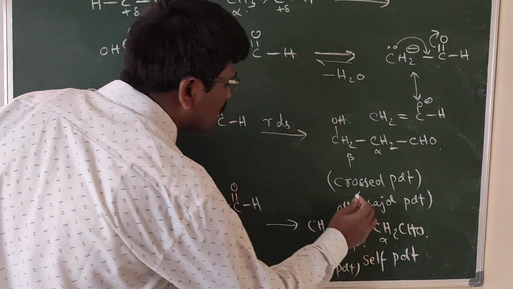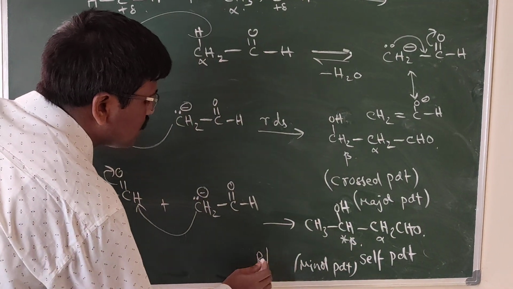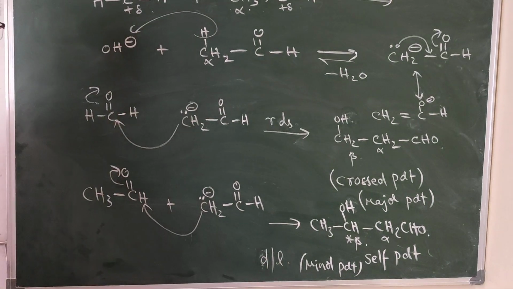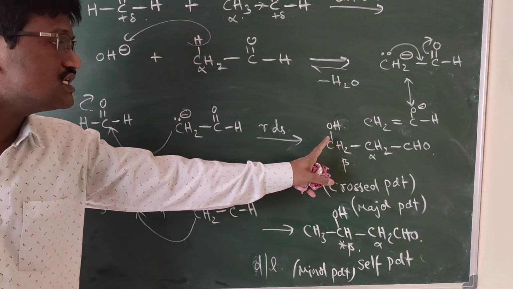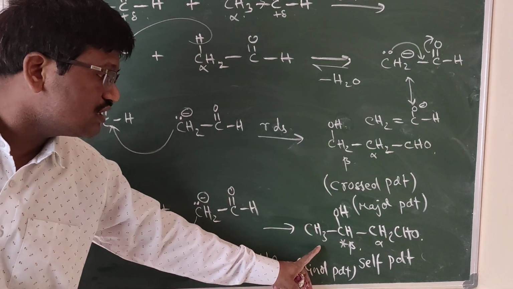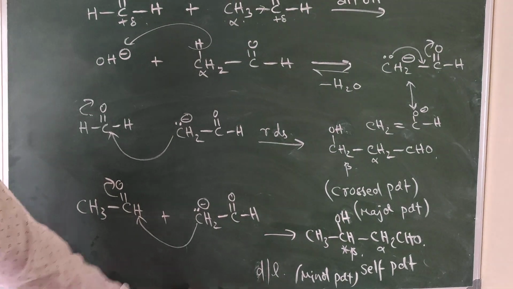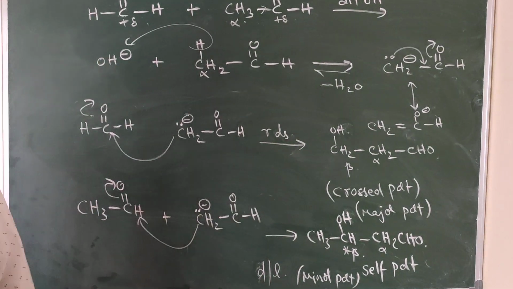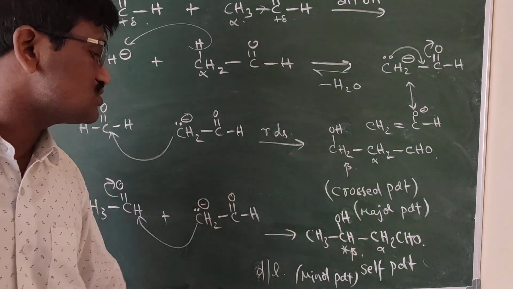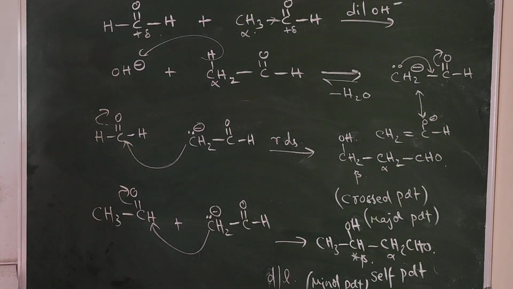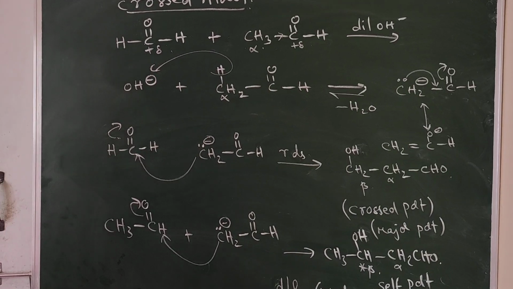And there is a chiral carbon. This minor product is formed in two enantiomeric forms, dextro and levo. So the total number of aldols is: one is the crossed aldol, and the next are the self aldols. There are two self aldol products, so the total number of aldols is 3. The major product is the crossed aldol, and these two are minor products. This is about crossed aldol condensation.